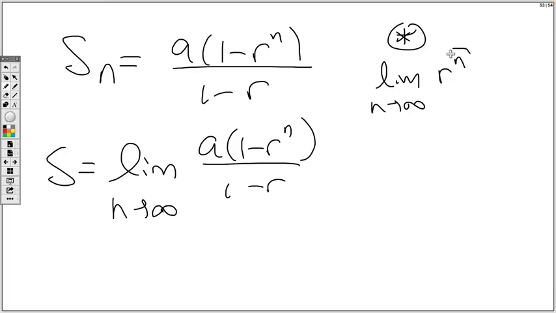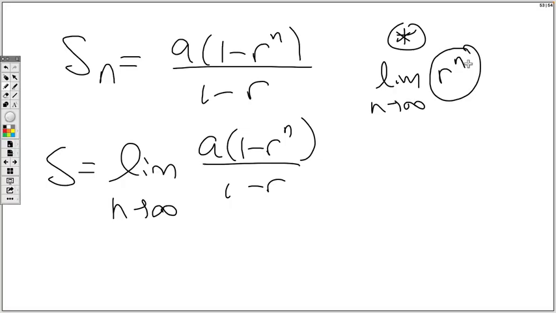So we know what happens here from what we did yesterday. Do you remember what happens? What does r have to be to guarantee that limit's going to exist? It's got to be between -1 and 1. You follow? It's got to be between -1 and 1.